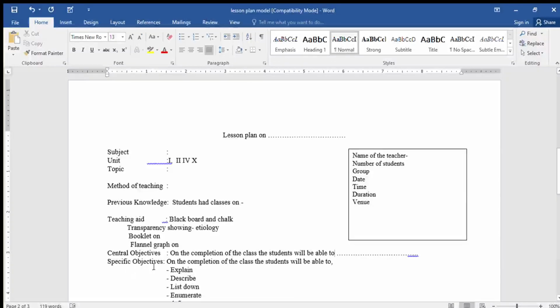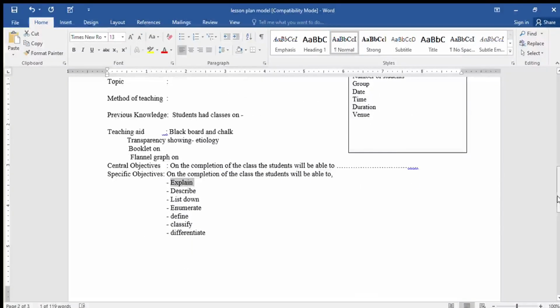Next comes the specific objective. The specific objective is the division of the central objective. How do we get the knowledge of cirrhosis of liver? We have to learn about the definition, the pathophysiology, the etiology, preventive factors, the medical management, surgical management, nursing management. All these we have to learn. Then only will our central objective be fulfilled.